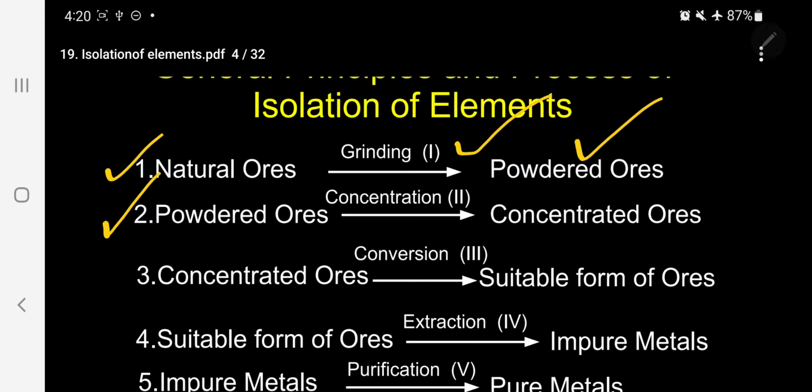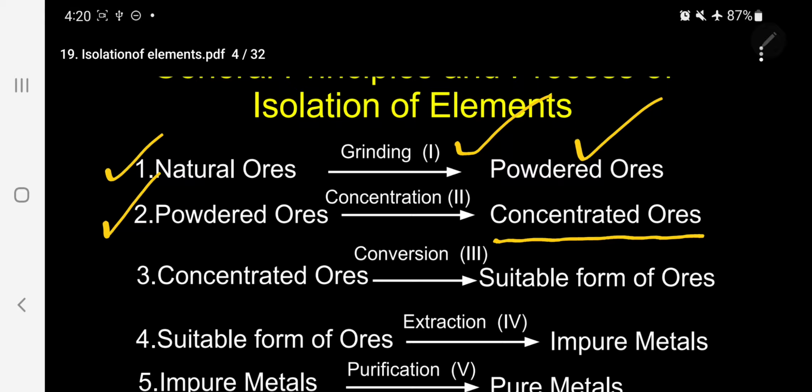Step number 2: the powdered ore should be concentrated. That means we have to increase the concentration of the element we are going to isolate by different techniques. A number of methods are available depending upon the nature, for example, sulfide ore froth flotation. Like that, a number of suitable methods are available. You have to follow that method. We have to concentrate the ore so that the percentage of the element in that ore will increase.